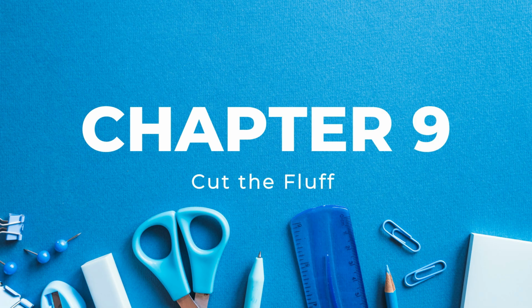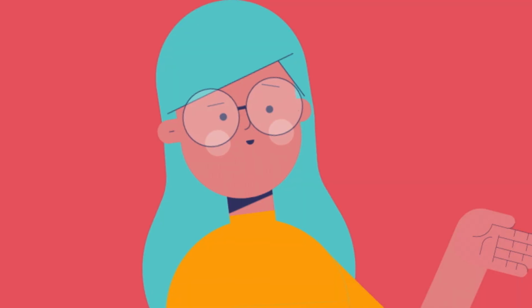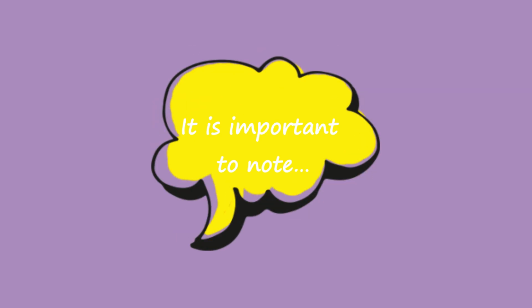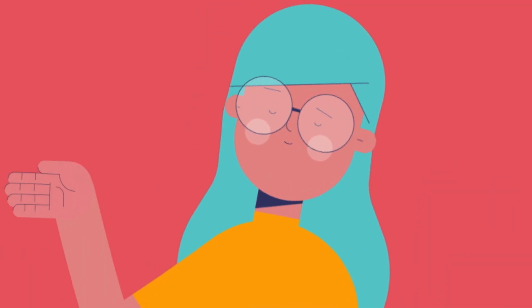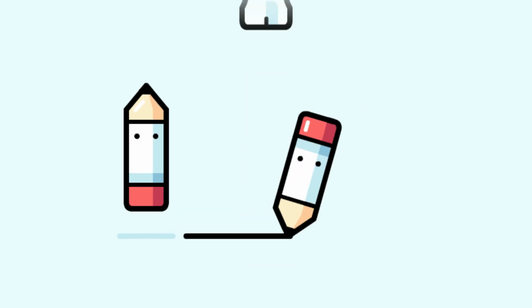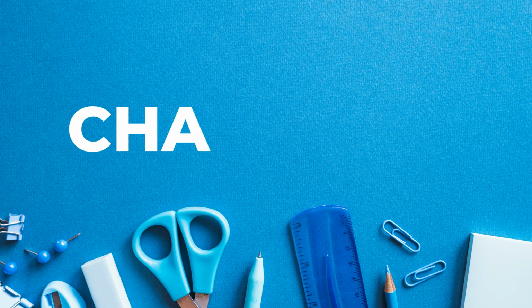Chapter 9. Cut the fluff. Cutting one word can make your abstract stronger. Want proof? Avoid filler. It is important to note, or this paper seeks to, use clear, direct language. Challenge. Remove 10% of your words without losing meaning. It'll read smoother, guaranteed.